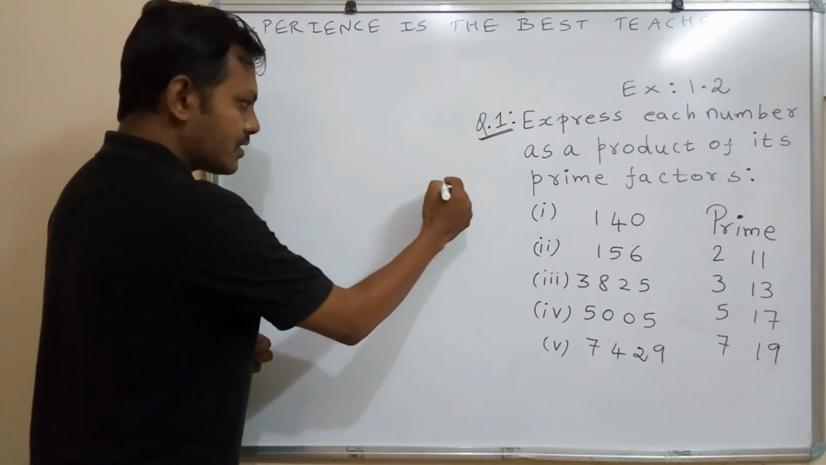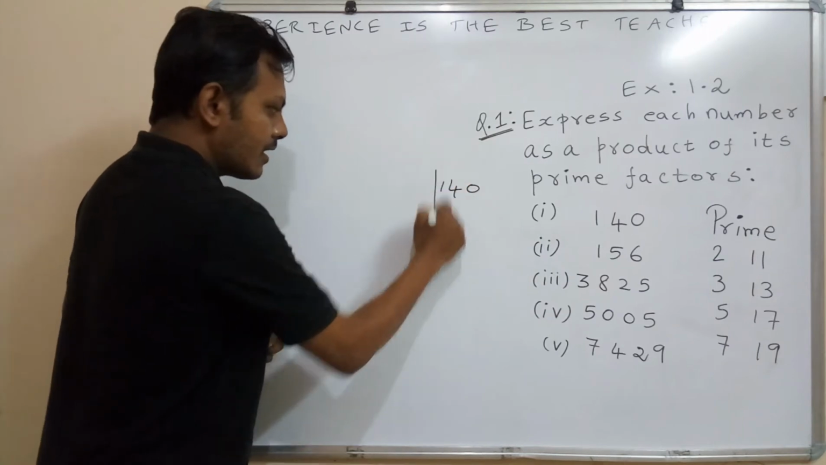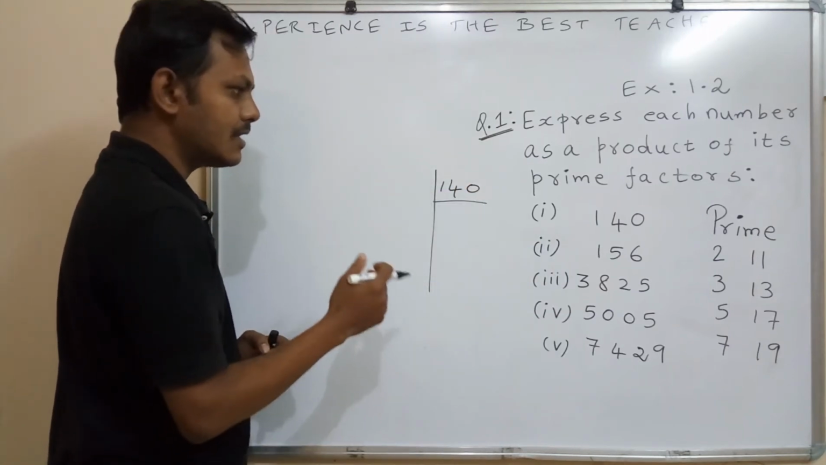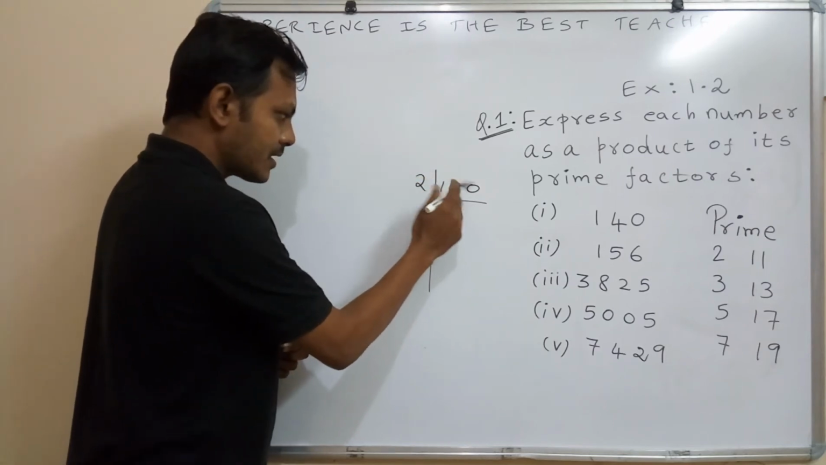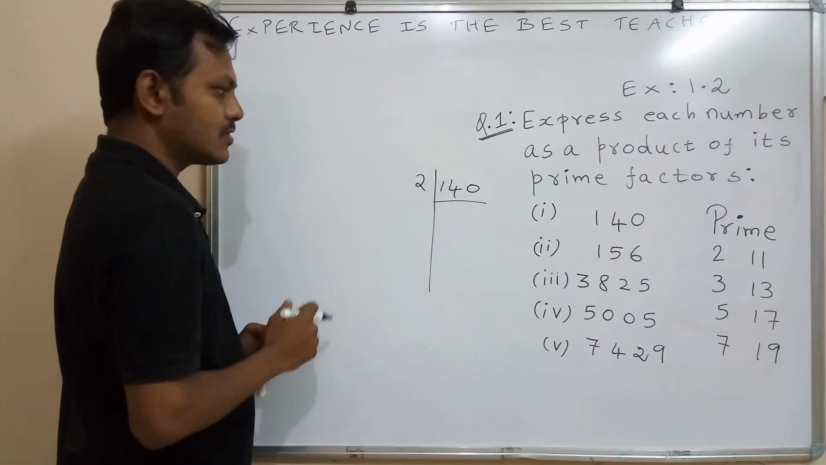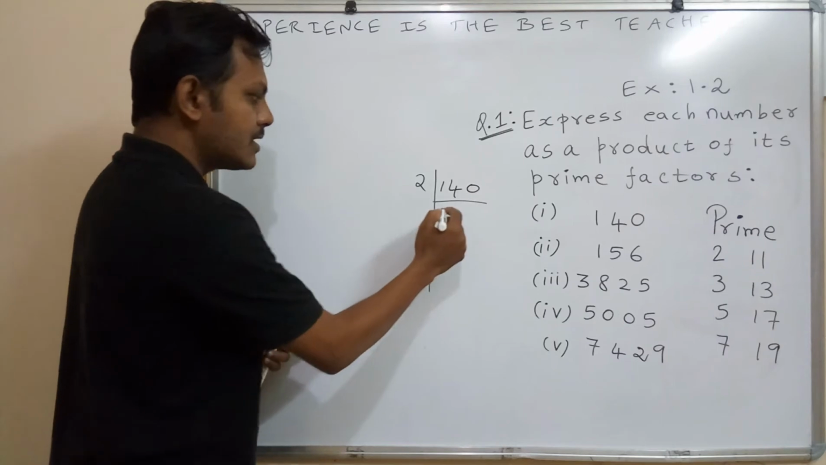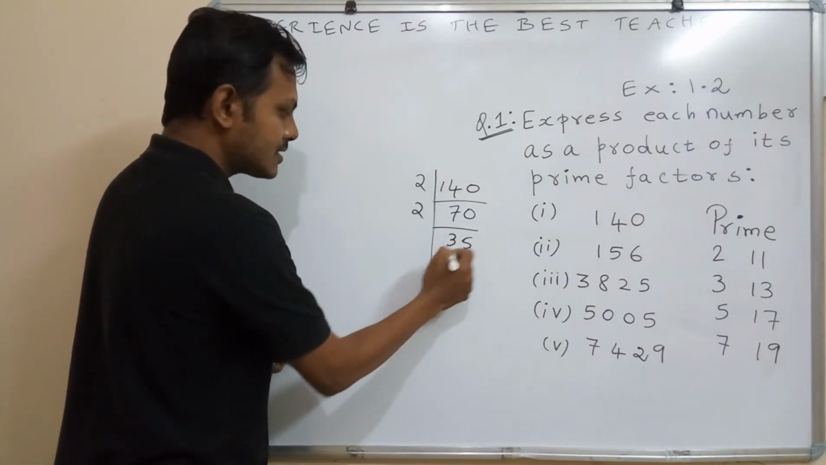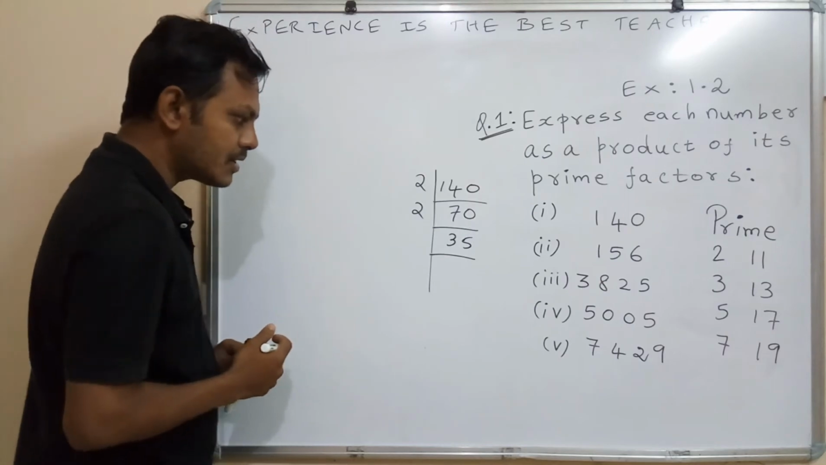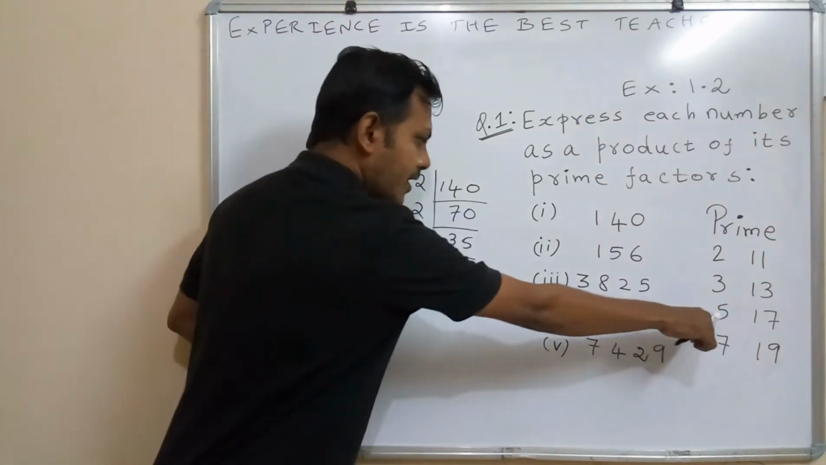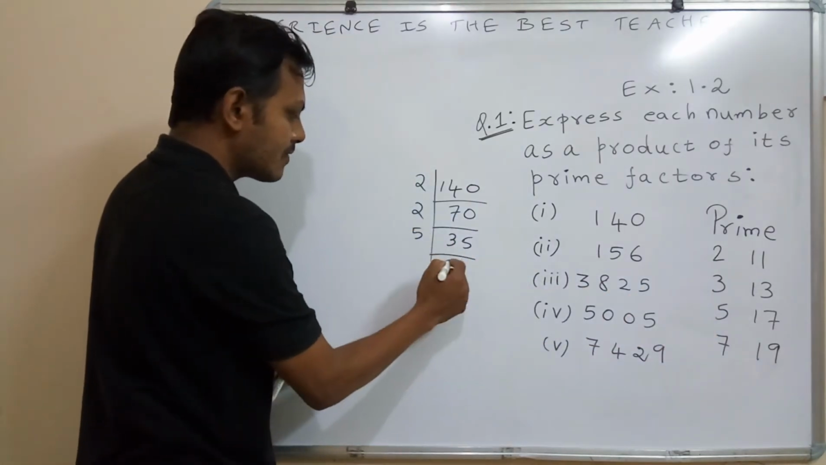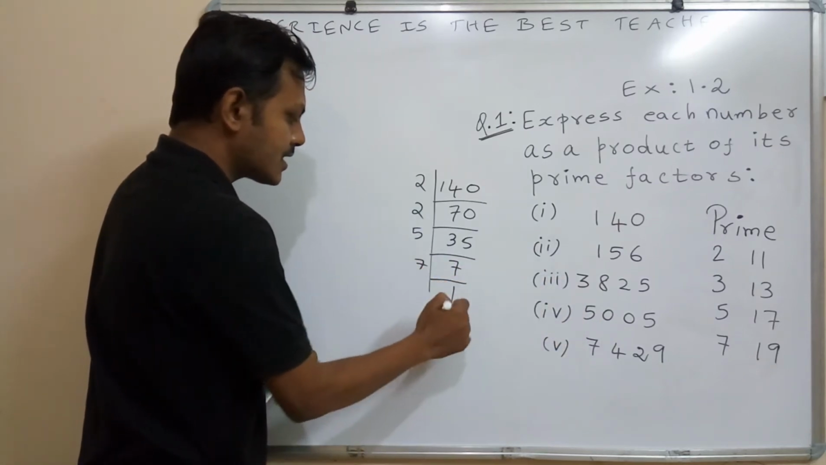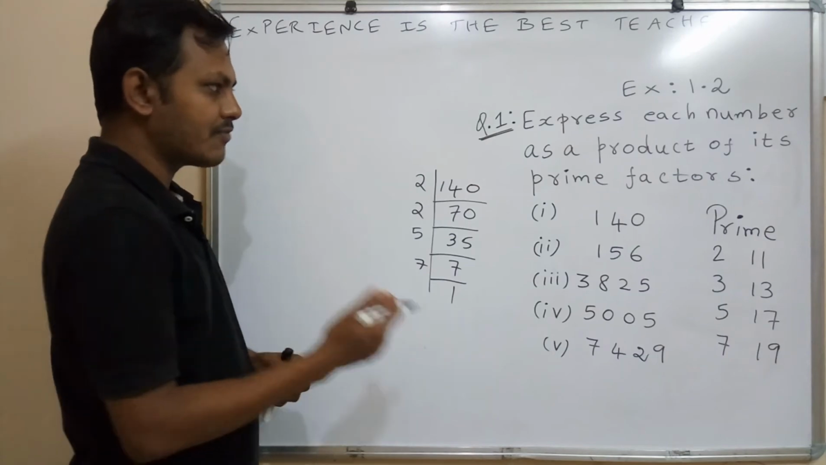So this 140 we can express as a product of prime factors by writing the 2 table first because the unit place is 0. So 140 will come in 2 table 70 times. Then again 2 table 35 times. This 35 will not come in 3 table. So next prime number is 5. Using 5 table, 7 times 35. The 7 is the next prime number. So 7. So the product of prime factors.